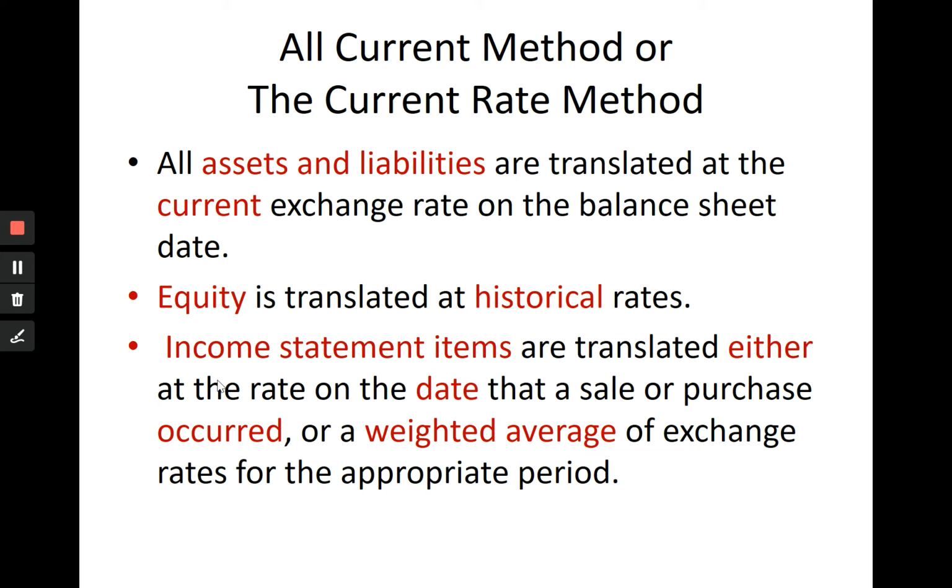And of course, this could be the exchange rate of that year that data providers provide us, or the exchange rate of a fixed closing day, well defined by our company and consistently used every year. Equity is translated at the historical rates. Income statement items are translated either at the rate on the date that the sale or purchase occurred, or a weighted average of exchange rates for the appropriate period.